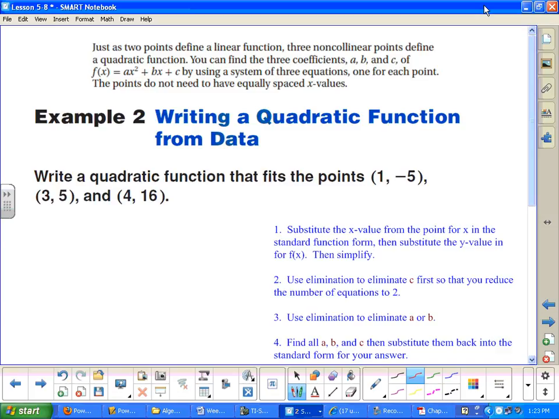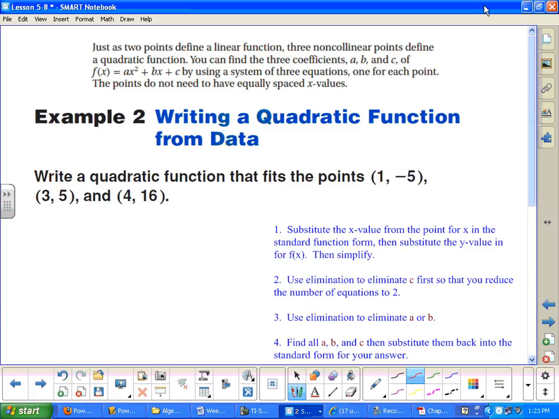Now, writing a quadratic function from data. I'm going to show you how to do this without your calculator, and then I'll show you how to do it with your calculator. It's actually quite extensive to do it without, so I'm going to give some extra credit for those people who do these without their calculator. Then I'll show you how you can use the regression feature of your calculator to do it.